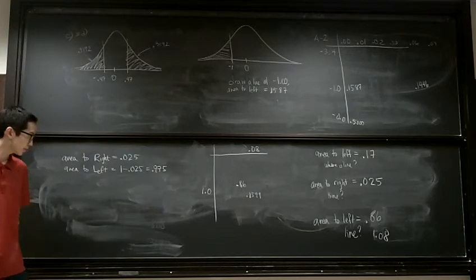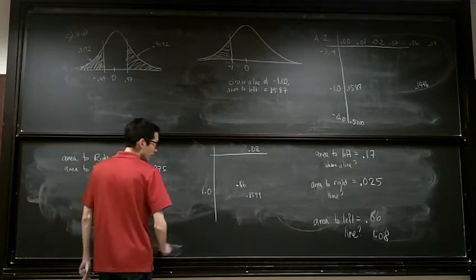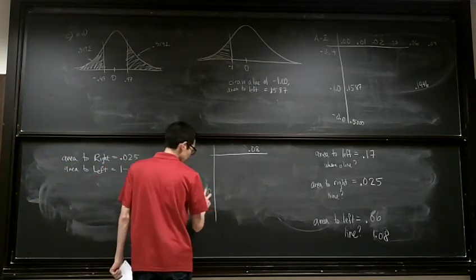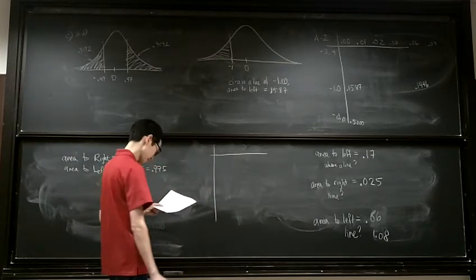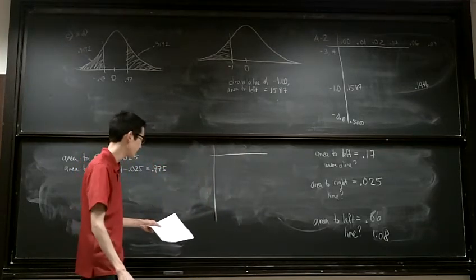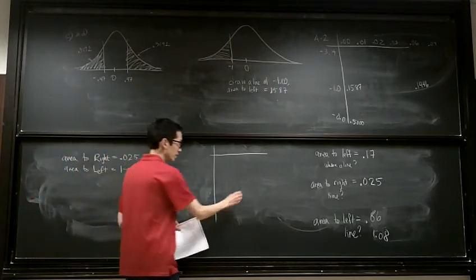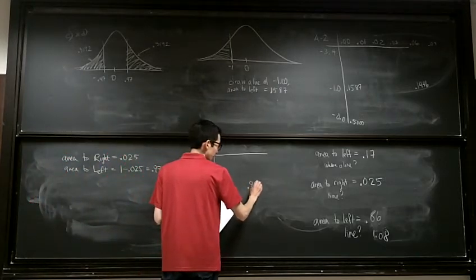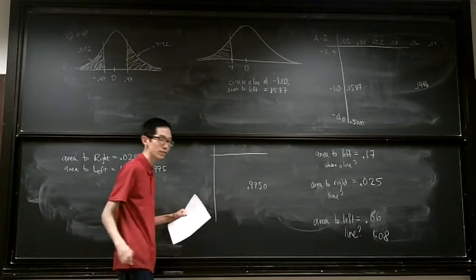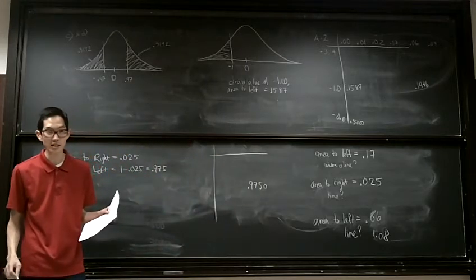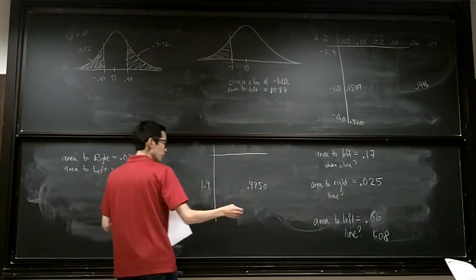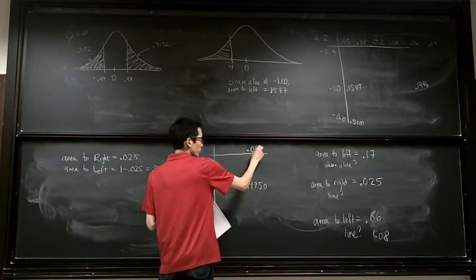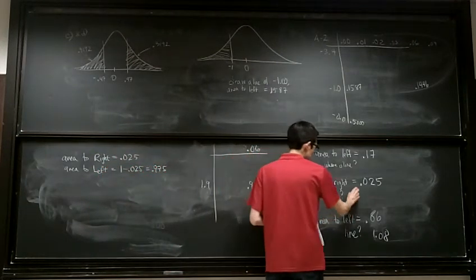What's the number that's closest to 0.975? We actually find 0.9750 in there exactly, and it's in the row 1.9 and the column 0.06. So this is at 1.96.